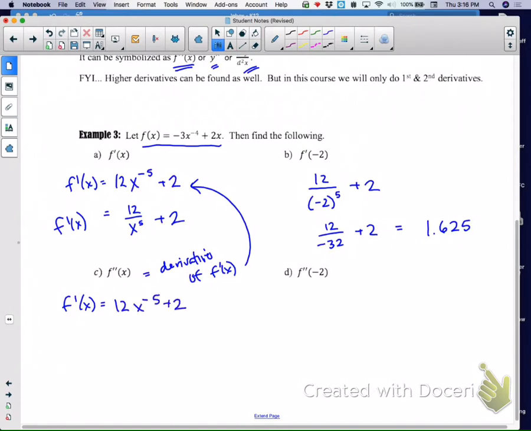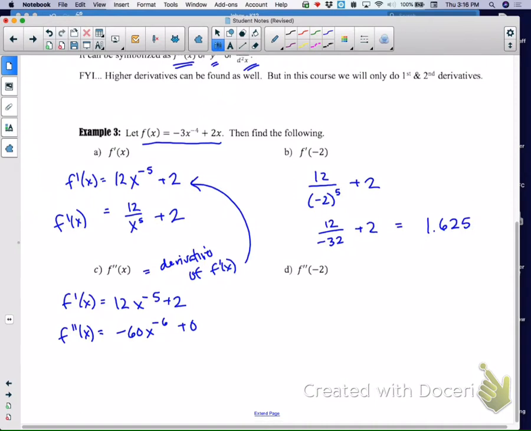Okay, so f double prime of x is equal to negative 60 x to the, bring it down one more. Now this time the plus 2 goes away, and again, you don't have to write that step. Rewrite it not as a negative exponent. So that's going to be negative 60 over x to the 6th power.